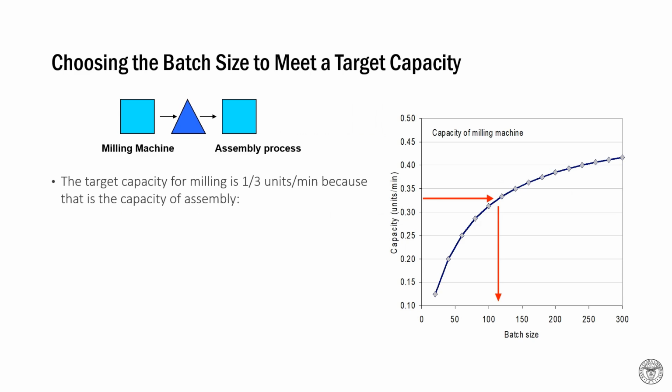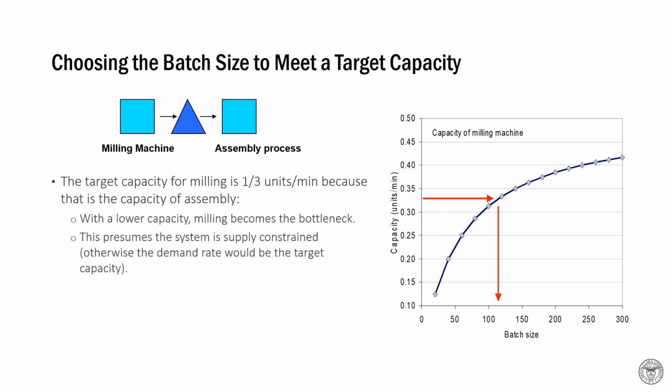Let's take a deep dive into the concepts of choosing the batch size to meet a specific target capacity. For our mini and assembly process, we have identified a target capacity of 1/3 unit per minute. This is derived from the constant capacity of the assembly process, which has no setup time. If the mini process has a lower capacity, it becomes the bottleneck, restricting the overall throughput of our assembly system.